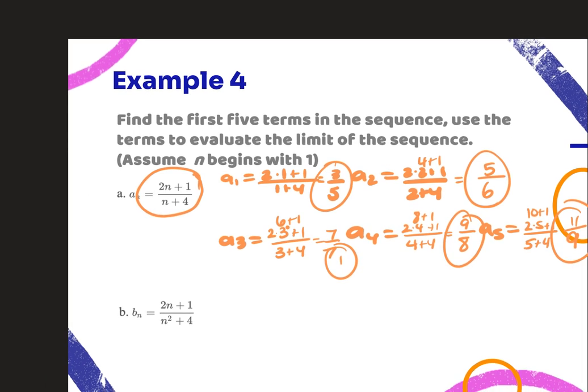So I know that I found the first 5 terms of the sequence. Now I'm going to use that to evaluate the limit. The limit as x goes to infinity and the limit as x goes to negative infinity, both would be 2.